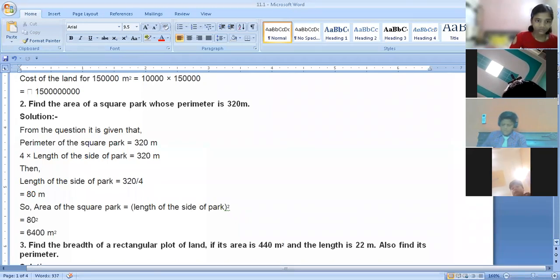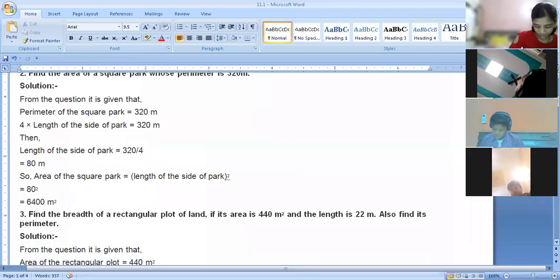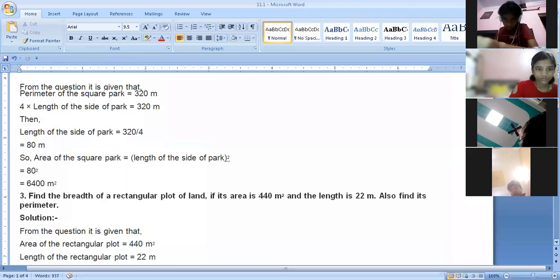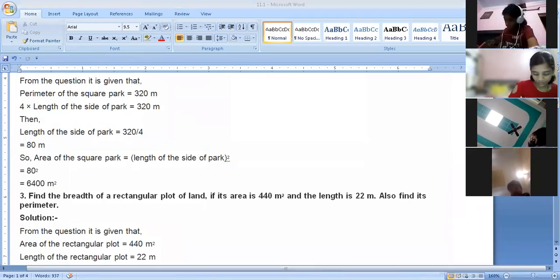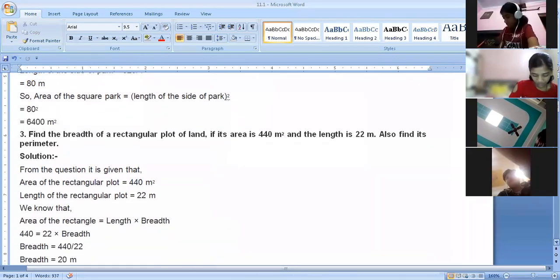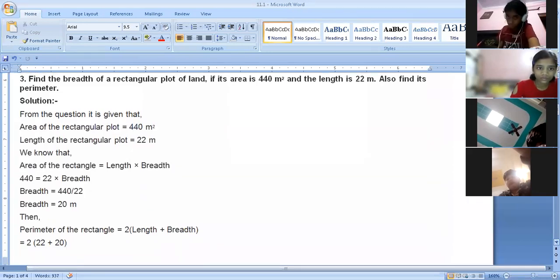So length is given. Yes, ma'am. Area is given. The length of the rectangle is 22 meter. Suppose breadth of rectangle is taken as B, then we divide 440 by 22. The 20 meter comes. So then area of the rectangle is 22 multiply B. So we multiply 22 by 20. The 42 comes, and then we multiply 2 by 42. The answer is 84 meters.